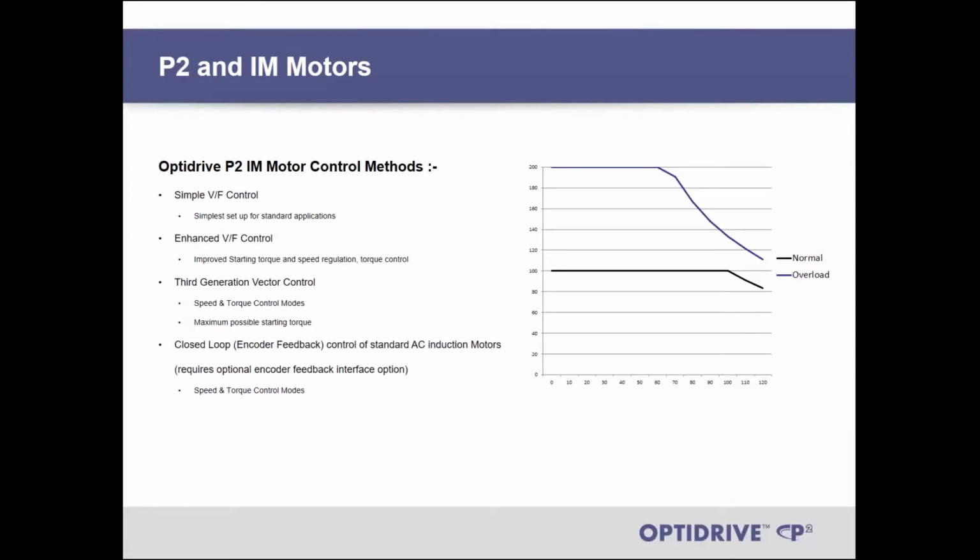Actually, one of the features of this family is that you have a third generation vector control method. You can have speed vector control, but also torque vector control instead of only speed. The torque vector control can be open loop or closed loop with encoder feedback, as I told you before. Also, this closed loop control method can be used for AC induction motors.